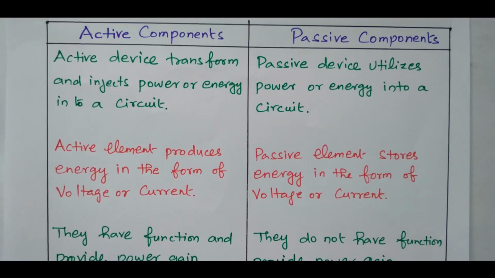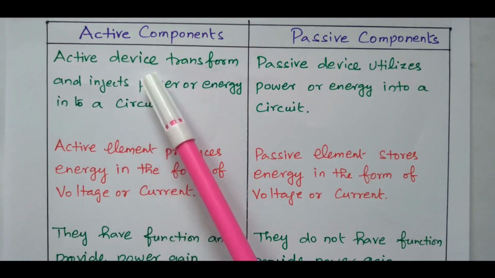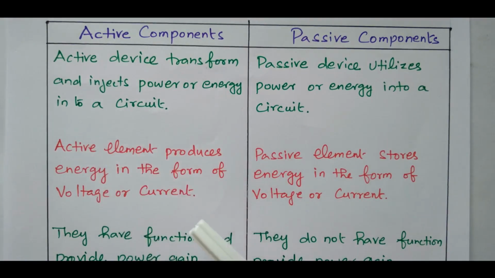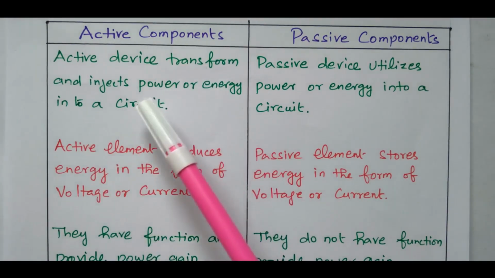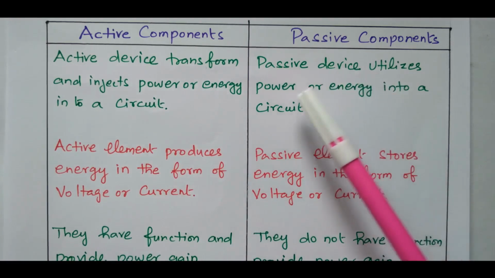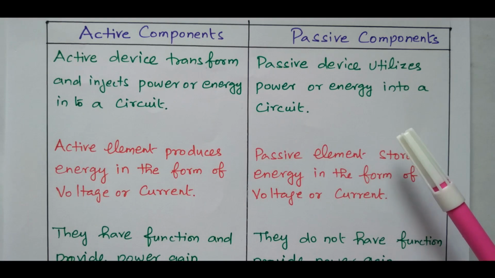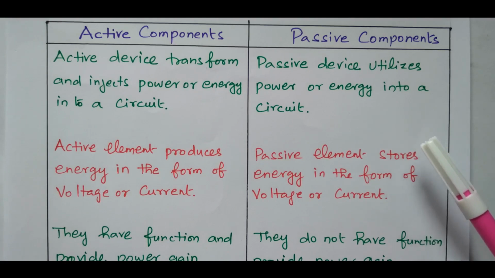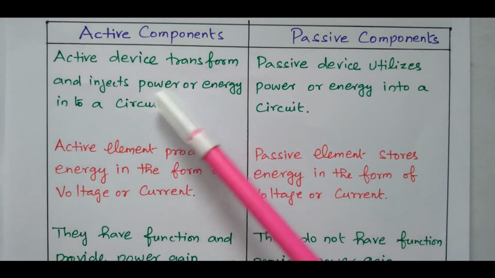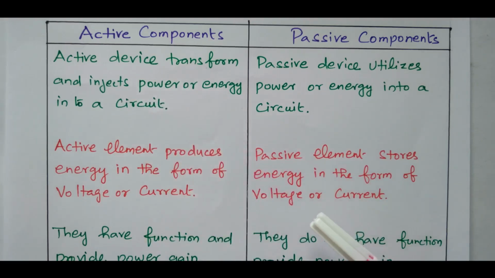Now we'll compare this active and passive component. Active means active devices transform and inject power or energy into the circuit. They deliver the energy or power to the circuit. But passive components utilize the power or energy in the circuit. Either they absorb and dissipate it as heat, or store it in a magnetic field or as an electric field. They receive the energy, but here the energy is injected into the circuit.